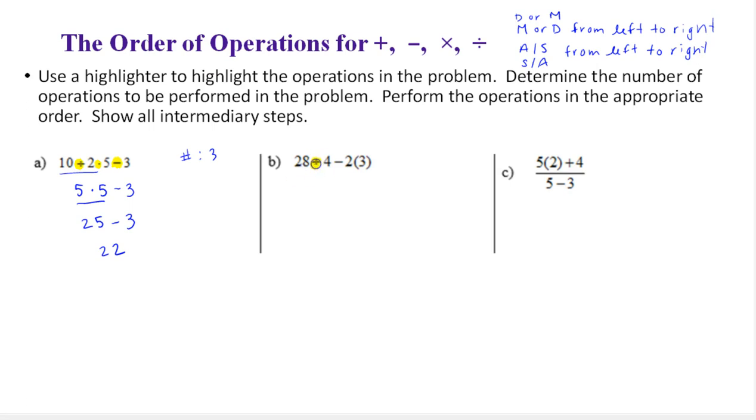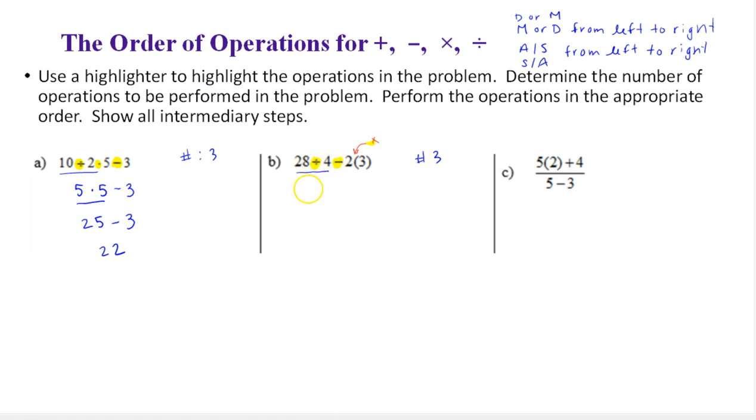Here we have division, subtraction, and here we have the implied multiplication. Since the 3 is in parentheses, this means 2 times the 3. Put a little multiplication sign there and highlight that, so we have 1, 2, 3 operations to perform in this problem. Okay. So first we're going to do any multiplication or division from left to right. So here is our first division.